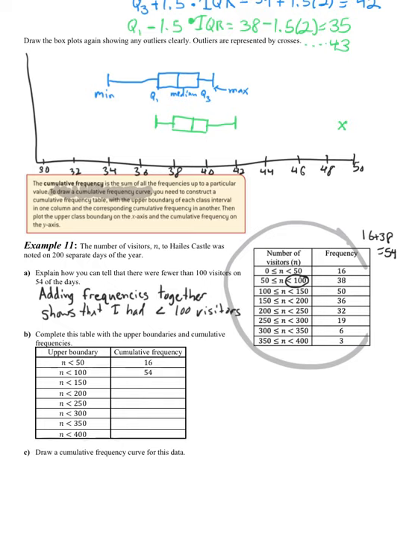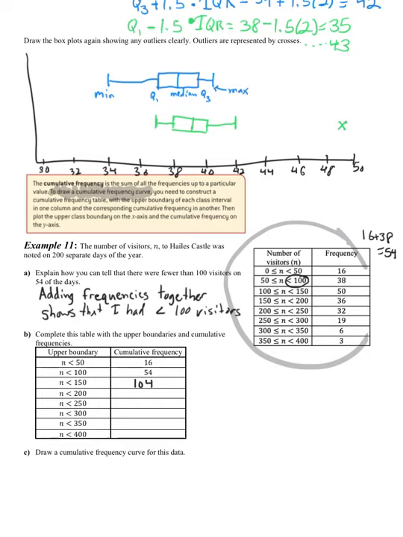So you have 16 and 38 is 54, and then add another 50. 54 plus 50, the third line would be 104. And then you're going to add another 36 to that, and you'll get the next line. Okay, that's how you would complete a cumulative frequency table. And notice that on the left side, the boundaries now, it's just an upper boundary. It doesn't have the range of visitors anymore. You're just adding them all together.